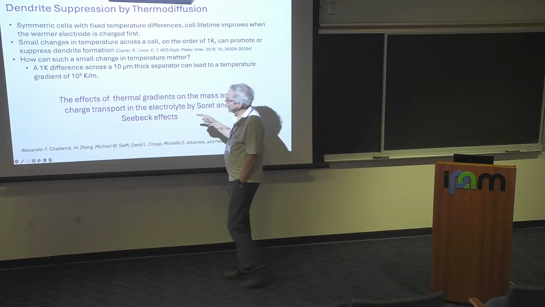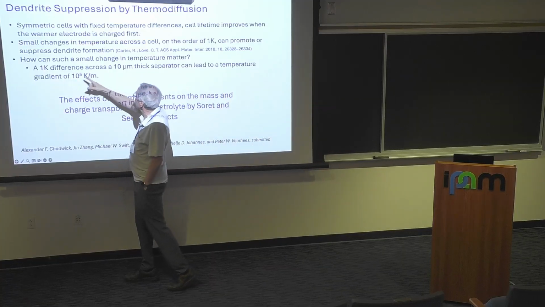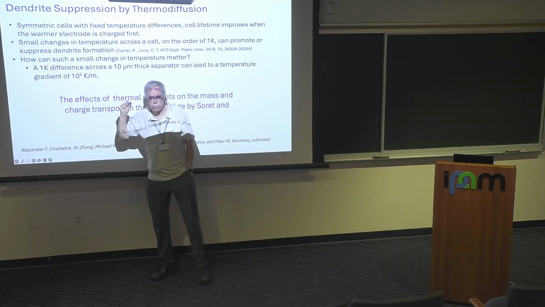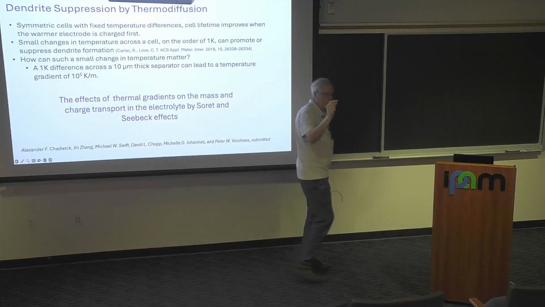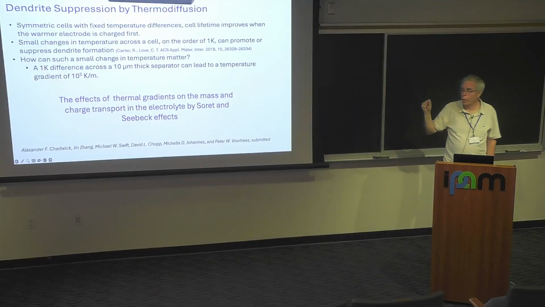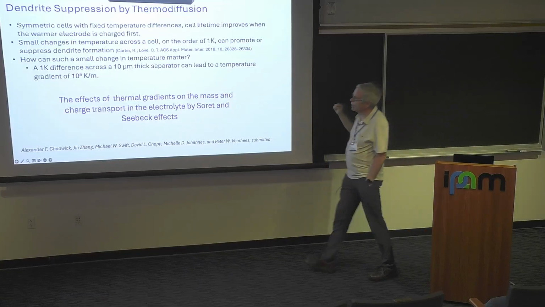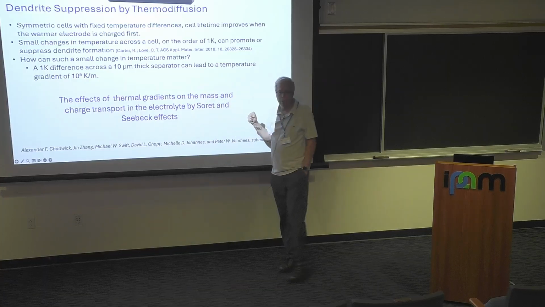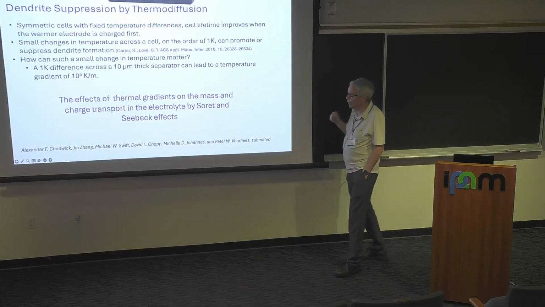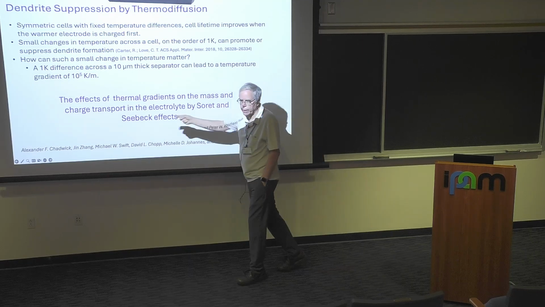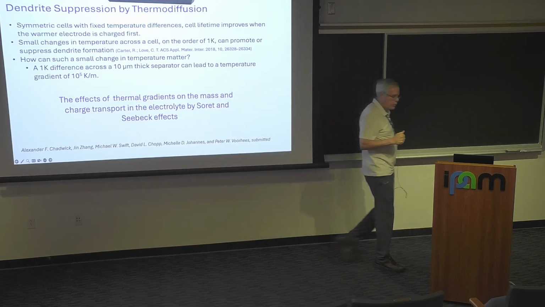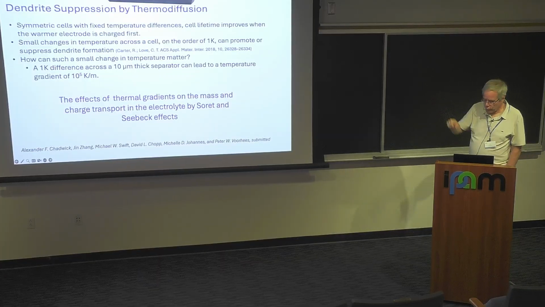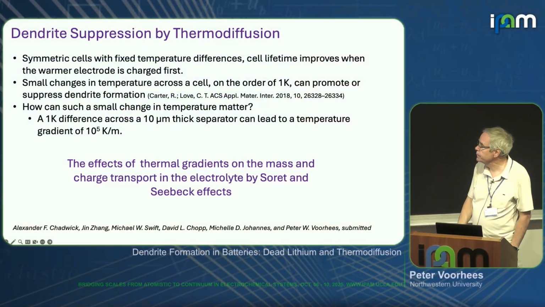And what Alex Chadwick recognized is that a 1 Kelvin difference across a 10 micron spacer is a temperature gradient of about 10^5 Kelvin per meter. And so that small difference in temperature produces a large temperature gradient. And the question here is, can this large temperature gradient drive mass and charge in the electrolyte by the Soré and Seebeck effects? So can you have mass diffusion driven by temperature gradients enough to affect the stabilities of interfaces?